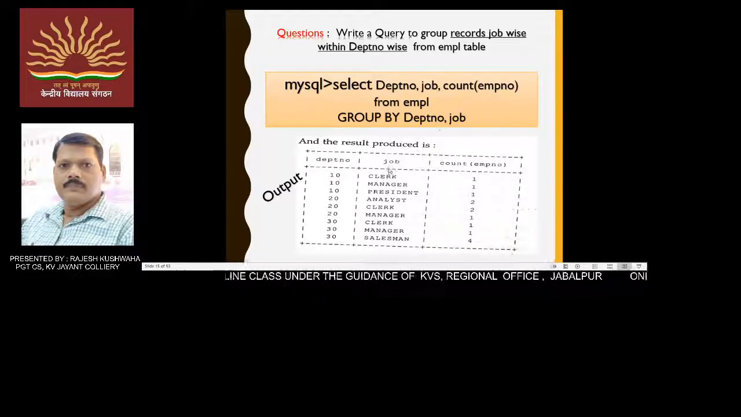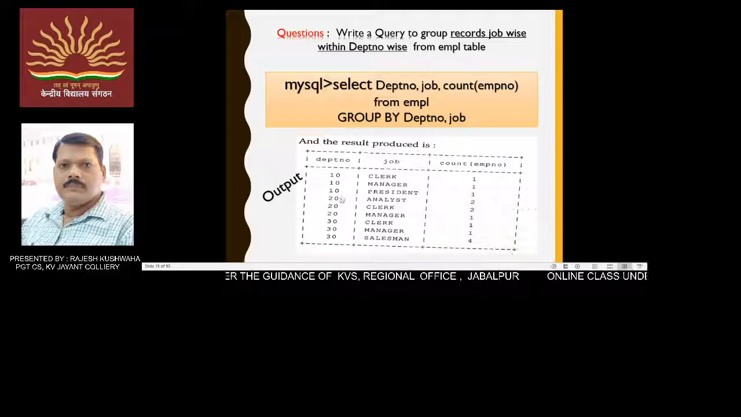The job column is also classified; the first priority is given to the department number, because we have written the first column as department number. So department number wise grouping is done, and within each department number this job wise classification is also done. Then corresponding to this job, the total number of records of employee number is displayed here. So under department 10, one clerk, so the count is 1.